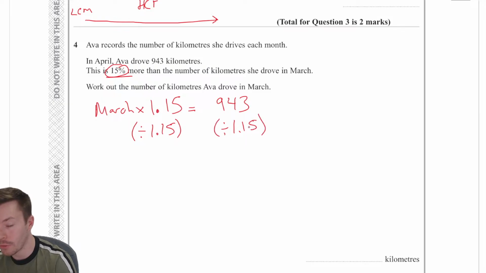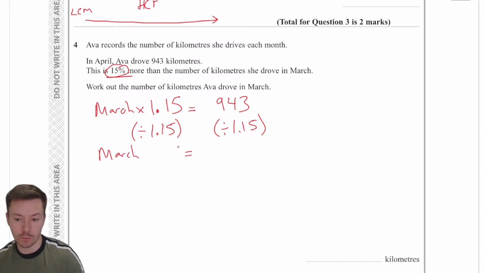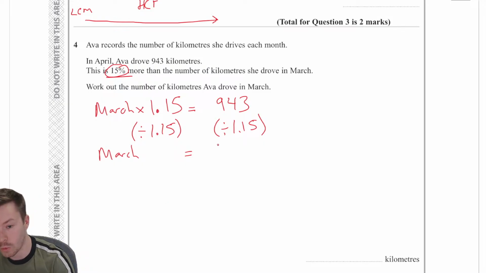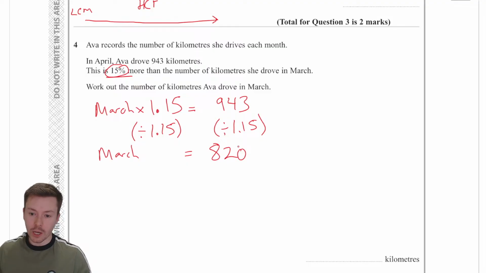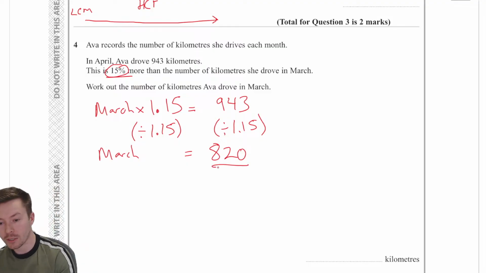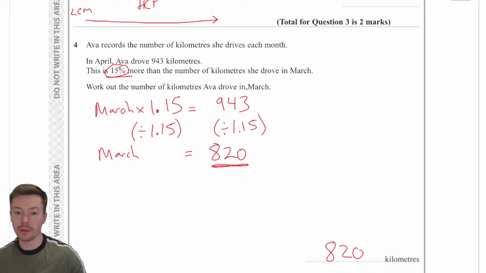I'm going to show you another method in a second, which you can use to work this out. So for March, it would be 943 divided by 1.15, which is 820. If you want to check, you can take this answer and times it by 1.15, do it forwards basically, and see if it gets you 943. If it doesn't, you've gone wrong, okay?